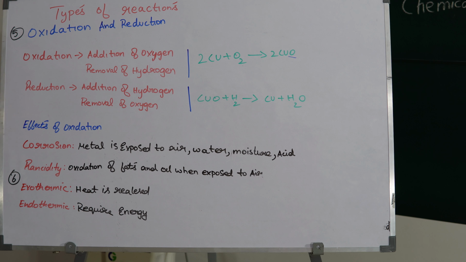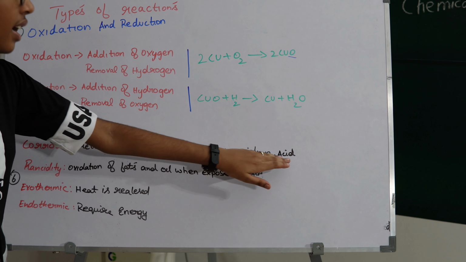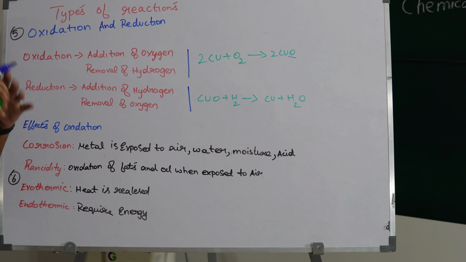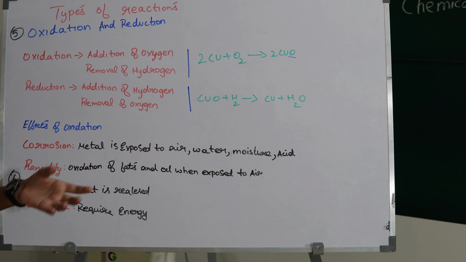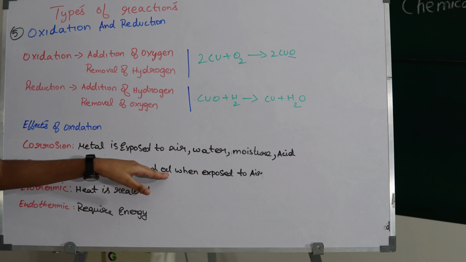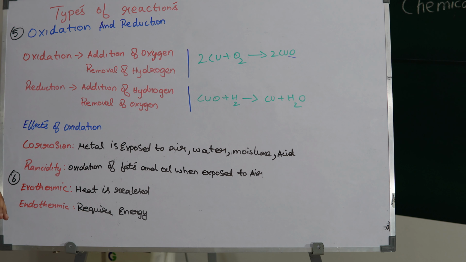Next we have the effects of oxidation: corrosion and rancidity. Corrosion. When the metal is exposed to air, water, moisture or acid, an oxide layer is formed. For example, rusting of iron, the black color change in silver, green color change in copper. All these are examples of corrosion. Next is rancidity. Rancidity is oxidation of fat and oil when exposed to air. If this happens, you may experience a bad smell from that food.